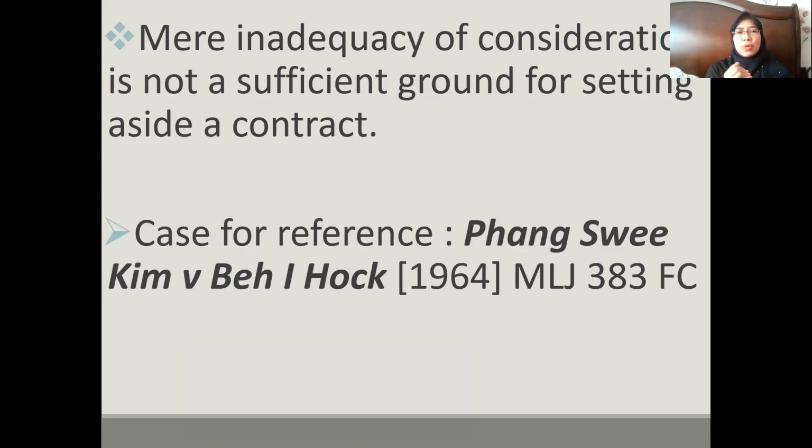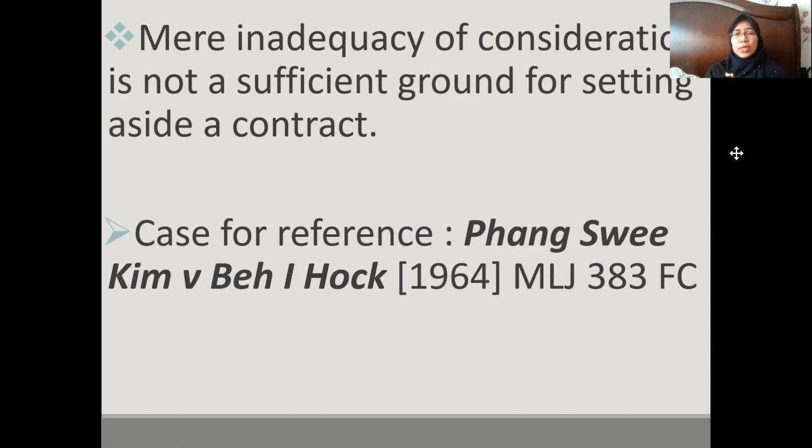And this is the last one. Mere inadequacy of consideration, most of the time, is not a sufficient ground for setting aside a contract, unless you can prove the consent was not freely given. So long as everything was freely done, with free consent, again, it's a matter of freedom of contract. The parties are free to set whatever value between them, whatever amount of money to be paid whatsoever.